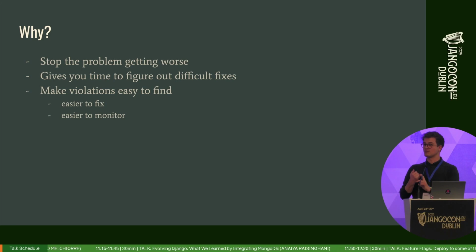You can stop the problem getting worse immediately. If there is a problem that is something really serious that you want to stop happening in your code, you can stop it from being introduced, and you can just live with the problems you've already got. It gives you time to figure out all the difficult fixes for stuff that's kind of awkward to fix. You're not trying to rush ahead. And when you've got those comments on the code that's wrong, you've labeled it. There's now an easy way to find those so you can fix them, and an easy way to monitor them so you can see your progress.